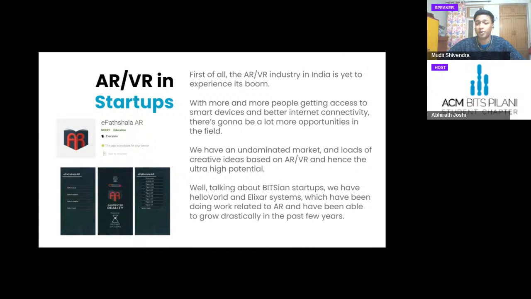With more and more people getting access to smart devices and better internet connectivity, the horizons for AR are expanding in India, and we have an undominated market. There is no monopoly over here. Microsoft isn't willing to establish their research labs for AR in India right now because they can't see a market. But obviously, there is going to be a market up ahead, and you guys can work on creative, innovative solutions which can actually lead the market. So you have open fields to explore.